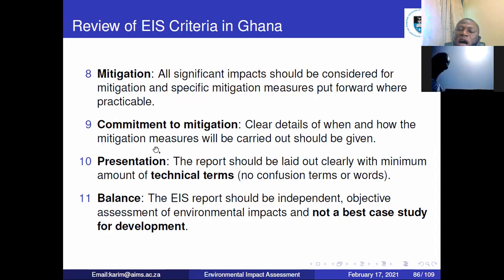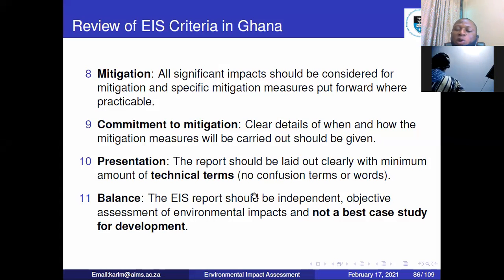Then how you present the report should be clear. It should be free of vague sentences or technical terms that people will not be able to understand. Write it in simple language. And it should be balanced. Make sure you don't write the report thinking, "Oh, if I don't write it well, they will reject it." No, write it nicely, be sincere, point out what is wrong and what is right. Be objective when you are writing this.